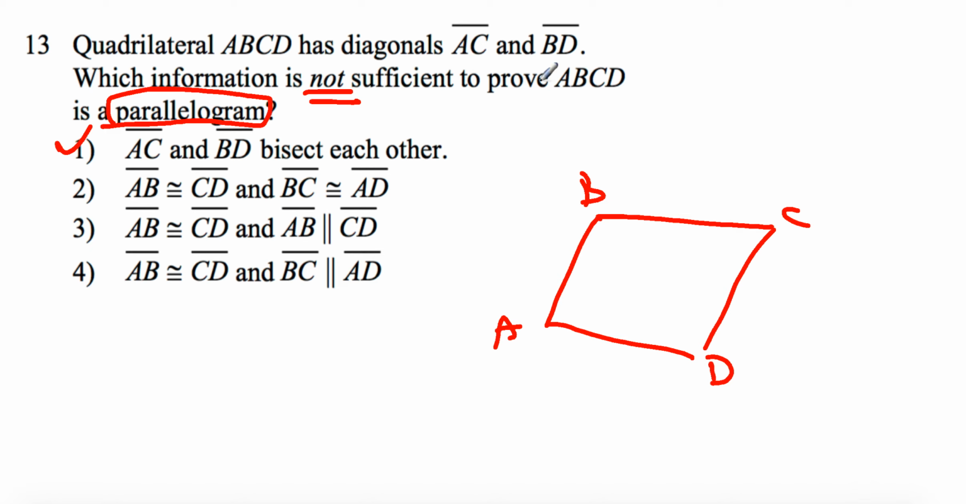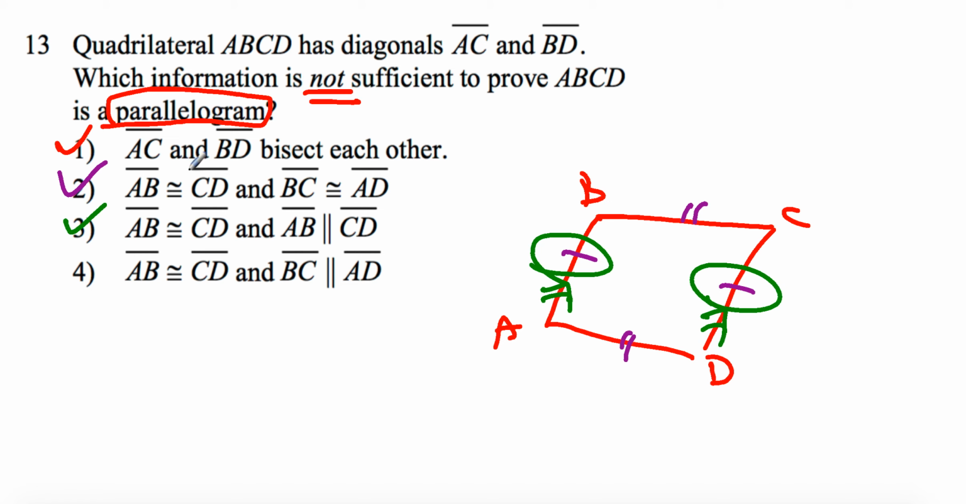AB is congruent to CD, one opposite pair congruent, and then BC is congruent to AD. Yeah, when two pairs of opposite sides are congruent, it must be a parallelogram as well. How about the third one here? AB is congruent to CD, we got the first one done, and AB is parallel to CD. And that's correct as well, because when one pair of opposite sides are parallel and congruent, then it must be a parallelogram as well. How about 4?